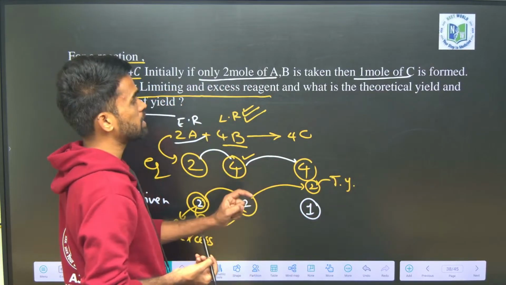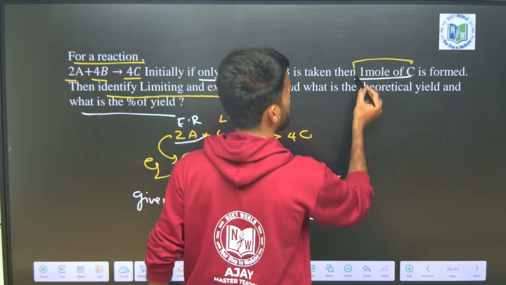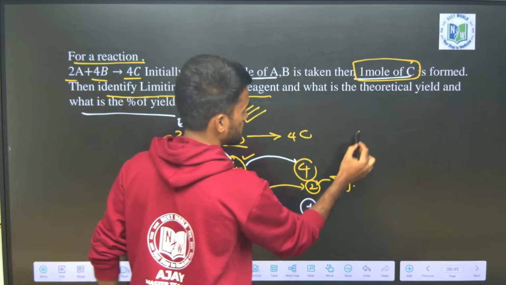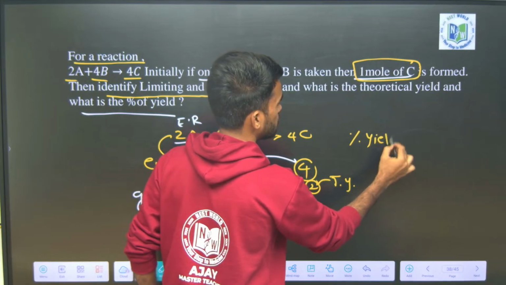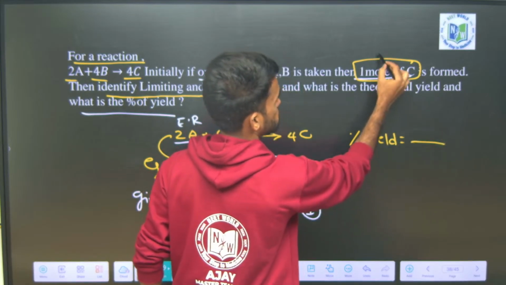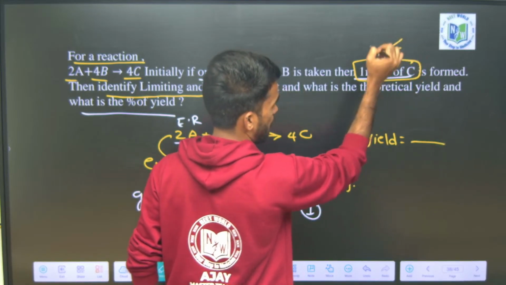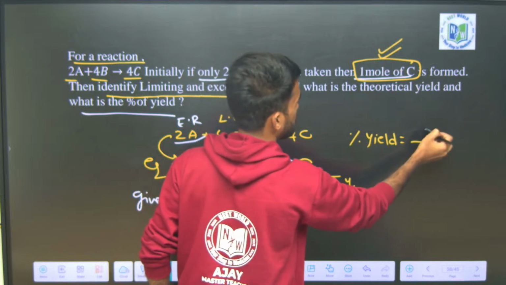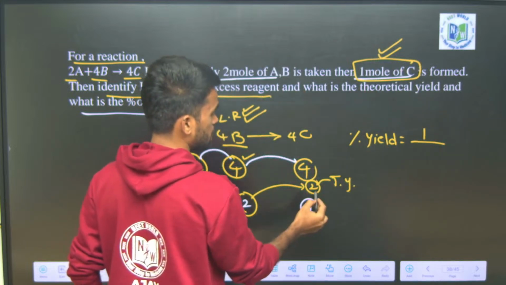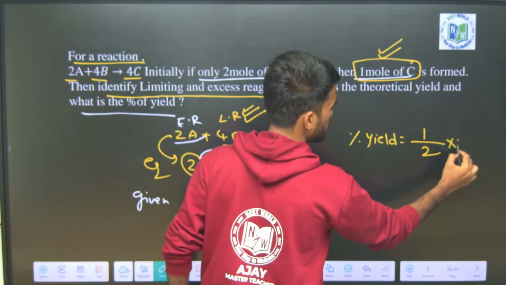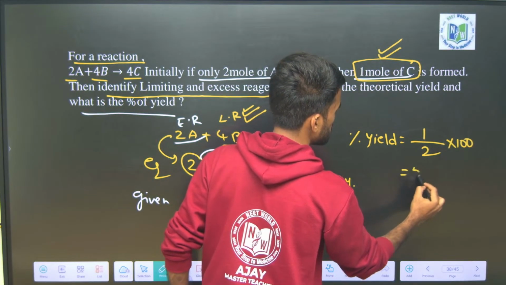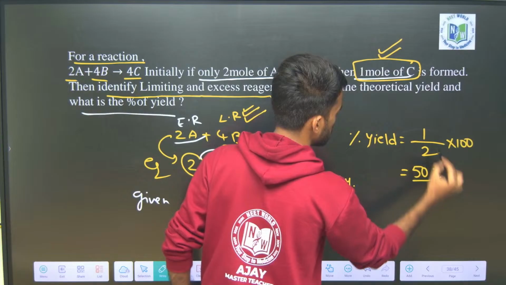Okay, but practical evidence is saying that only 1 mole of C is formed. So the percentage yield is the actual yield, or I can say the experimental yield, that is 1 mole, divided by the theoretical yield, 2 moles, multiplied by 100. That's it. This is the percentage yield, that is 50%.